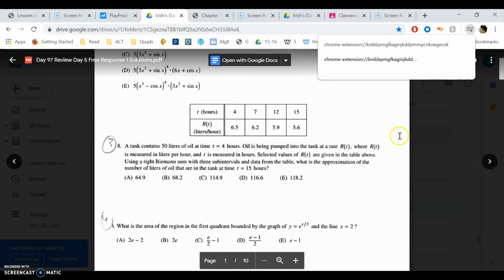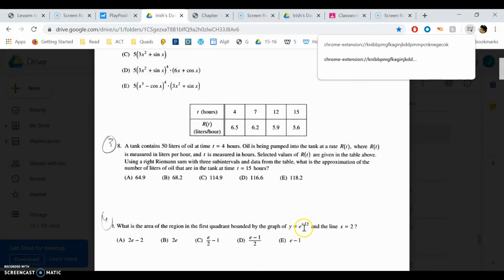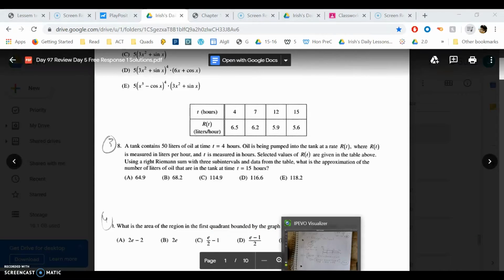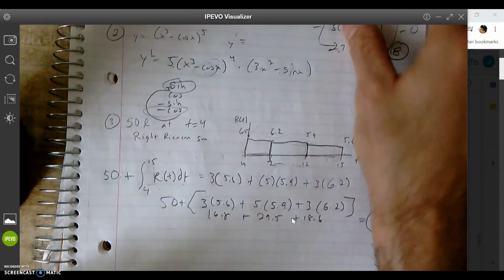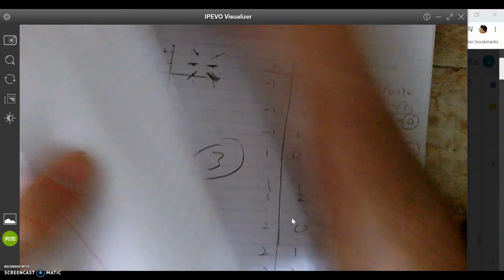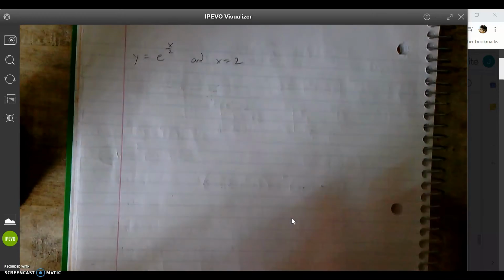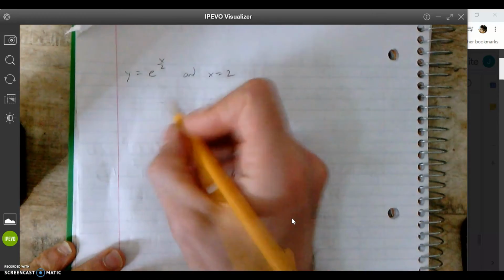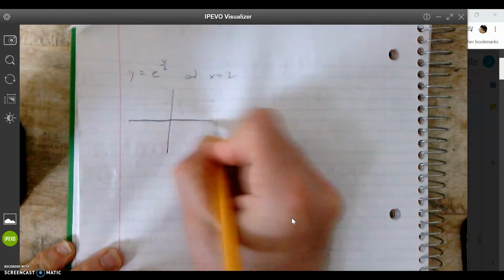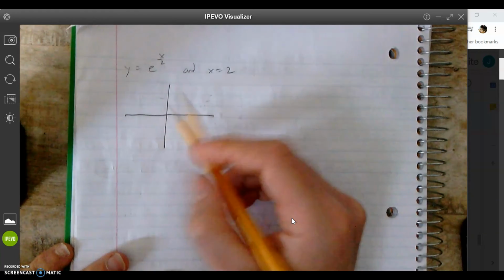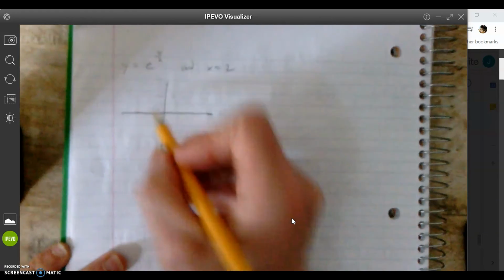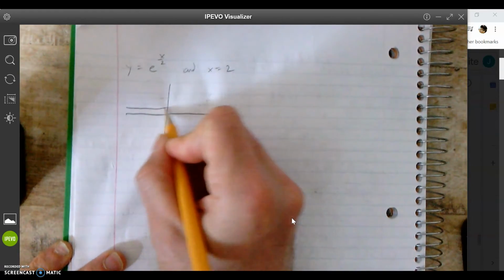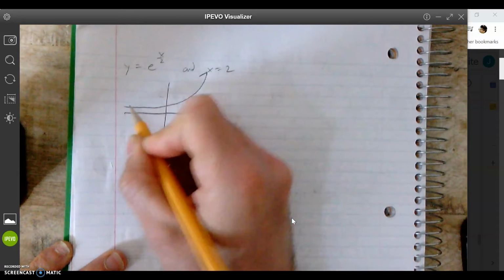All right, cool, last one, number four. All right, so I gotta find the area of the region y equals e to the x over 2 and the line x equals 2. All right, cool. So I need to go to a new page. You can't use a calculator for this one. And so y equals e to the x over 2. I don't know what that looks like, but I know that this is an exponential function. An exponential function looks like this.